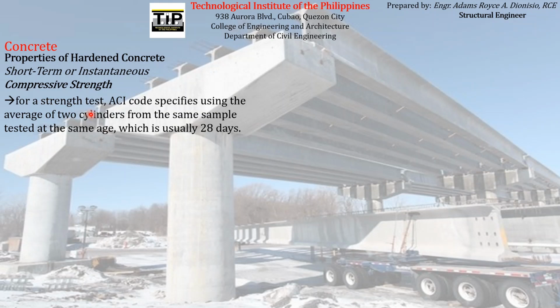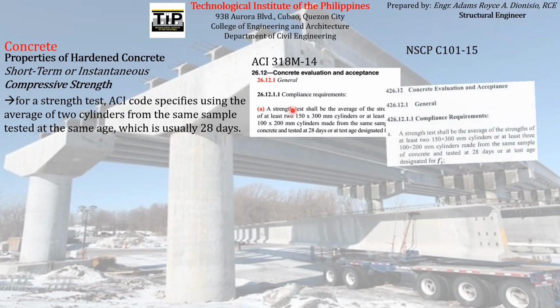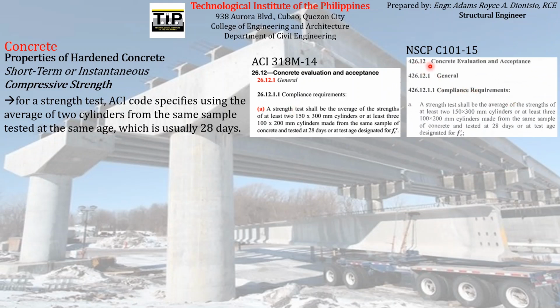For a strength test, the ACI code specifies using the average of two cylinders from the same sample tested at the same age, which is usually 28 days. So we have this term which is called strength test. What is a strength test? According to ACI, or you can also refer to our local code, the NSCP section 426.12.1.1, the code defines what we call strength test.